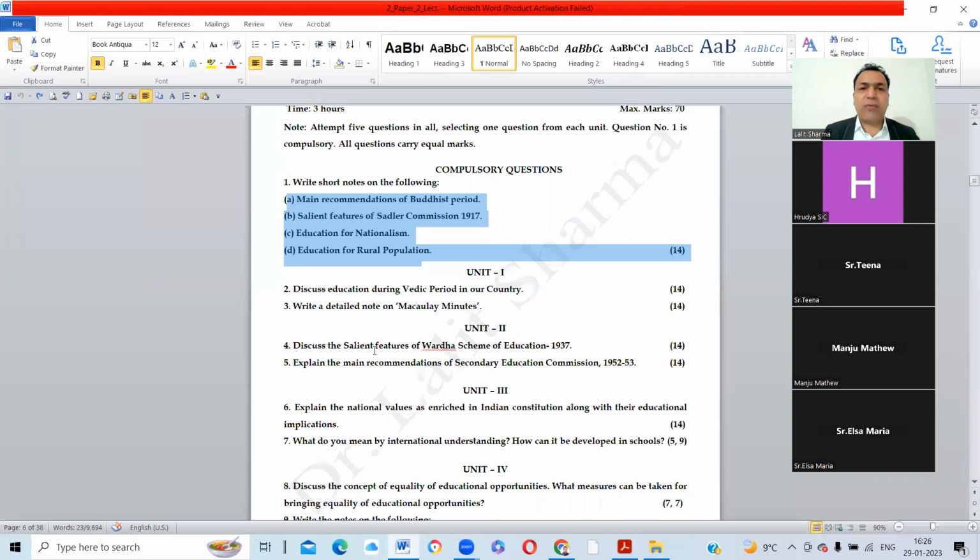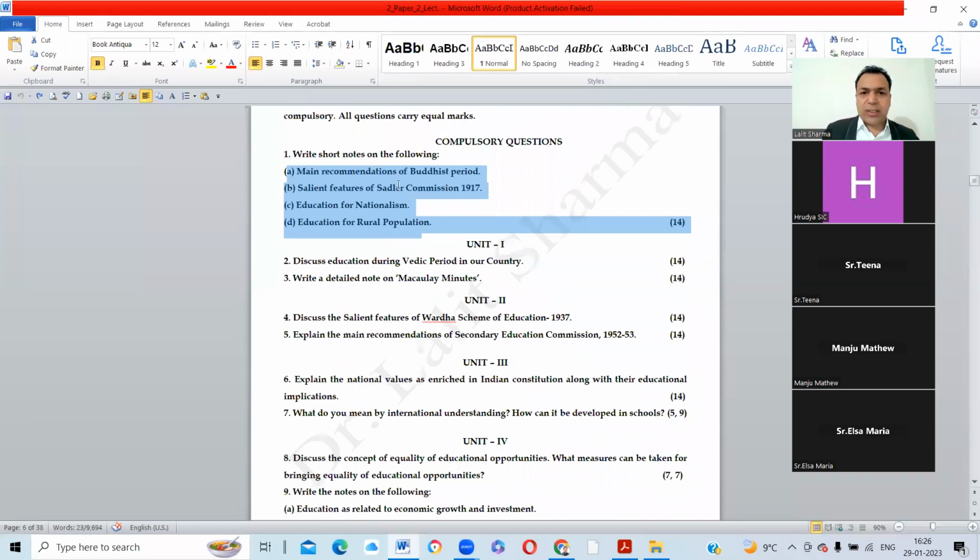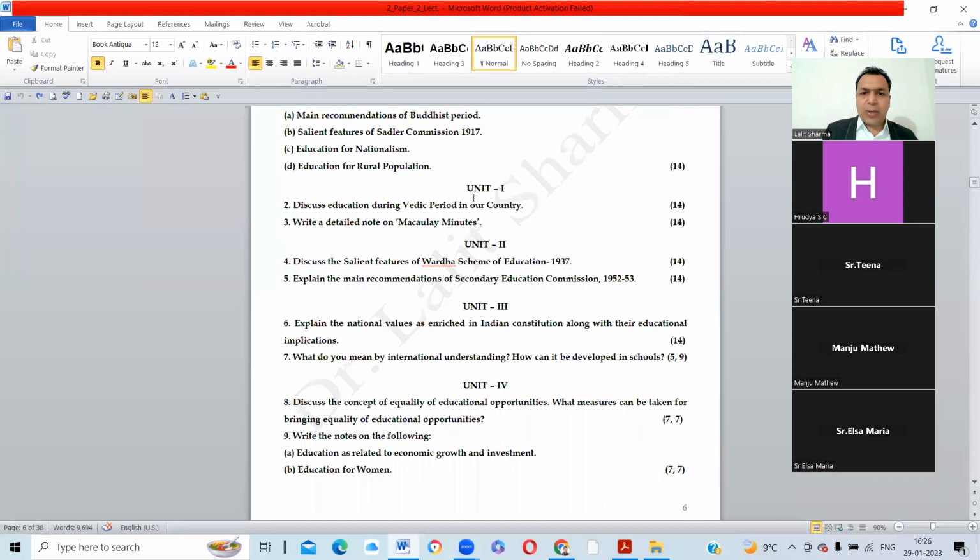Next, education for nationalism, right? What is the meaning of nationalism? When did the word nationalism come? It is a modern-day word, we will discuss. And education for rural populations. So these are the short questions. And in unit 1, a long question has come: discuss education during the Vedic period. Then write a note on the Macaulay Minute. देखो, questions आ गया ना.